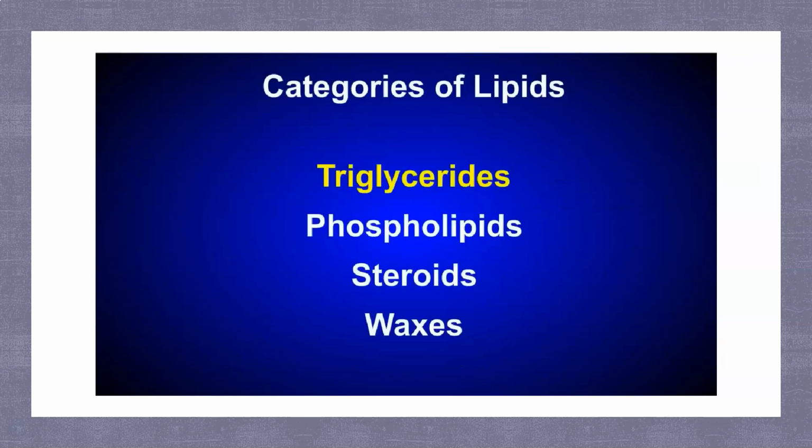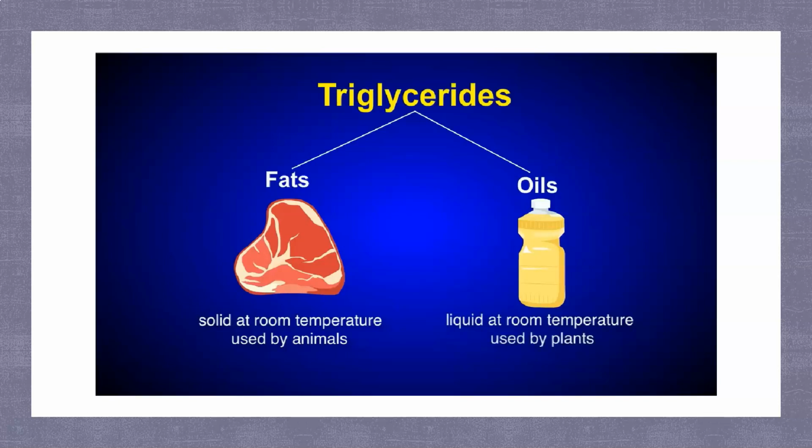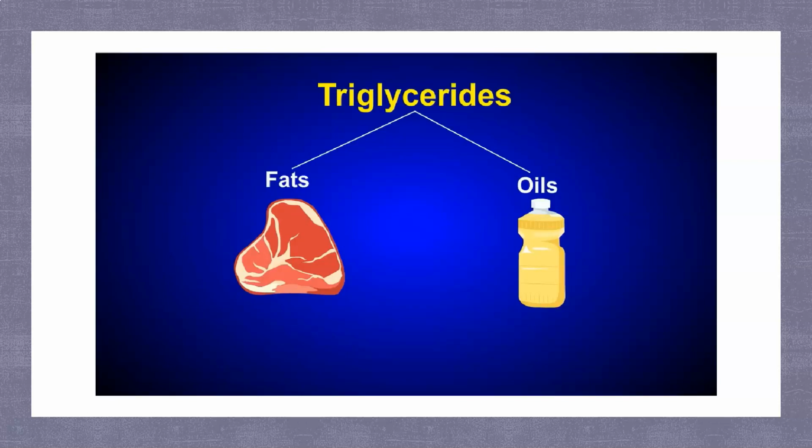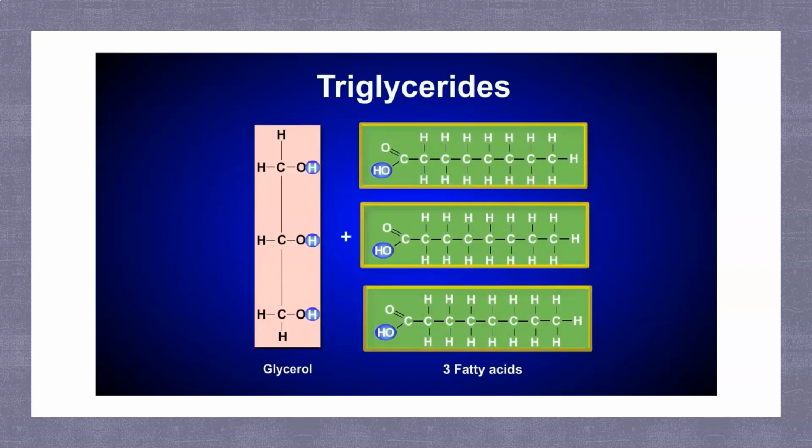Let's take a closer look at the category of lipids known as triglycerides. Triglycerides include the fats and oils. Fats, such as lard and butter, are solid at room temperature and are used by animals for insulation, protection, and long-term energy storage. Oils, such as corn oil and olive oil, are liquid at room temperature and are used by plants for long-term energy storage. At the molecular level, triglycerides contain 2 types of subunit molecules, glycerol and fatty acids.